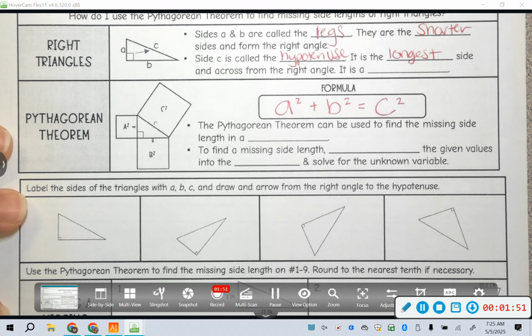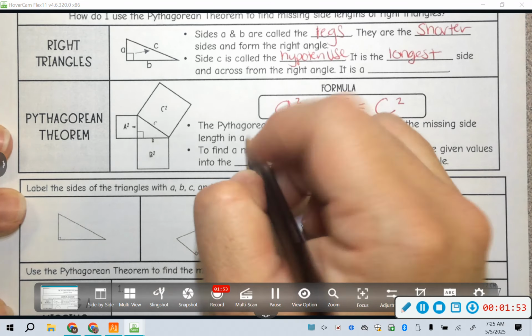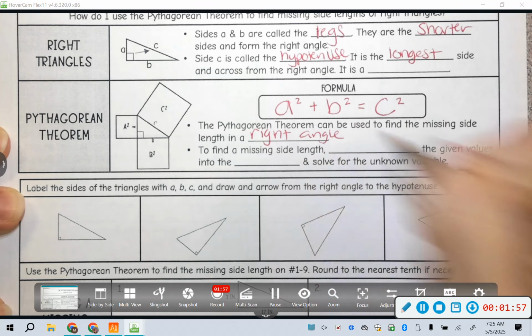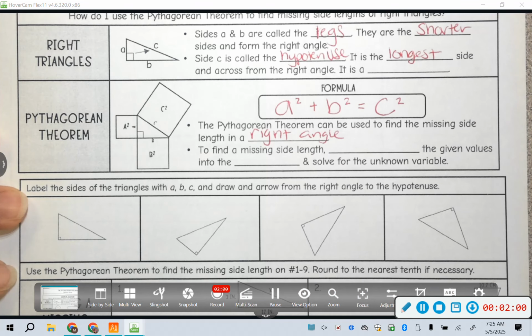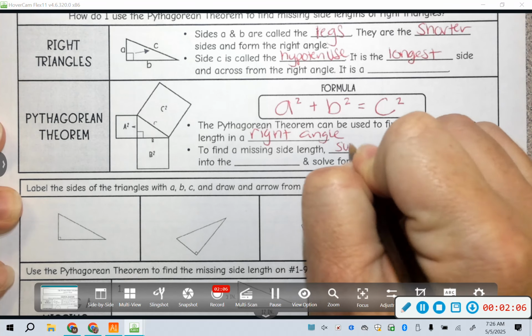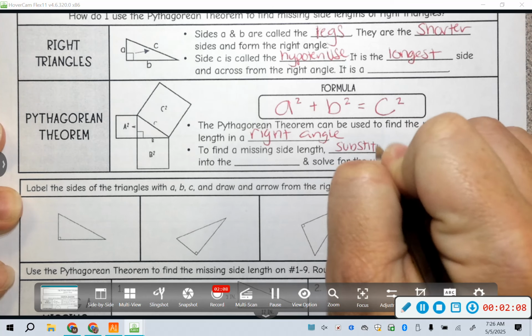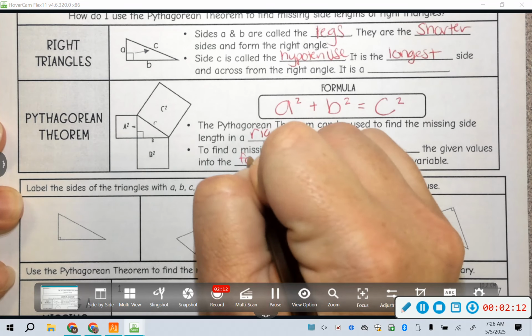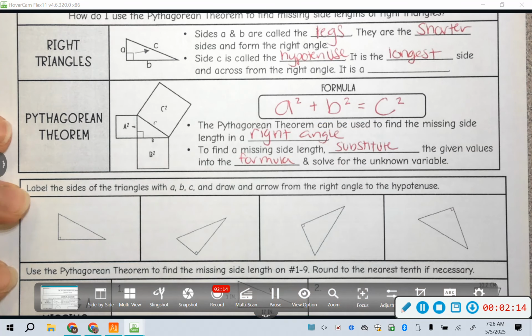Okay, the Pythagorean theorem can be used to find a missing side length of a right triangle. So remember I said it has to be a right angle. To find the missing side length, substitute or plug the given values into the formula and solve. And that's what we're about to do.